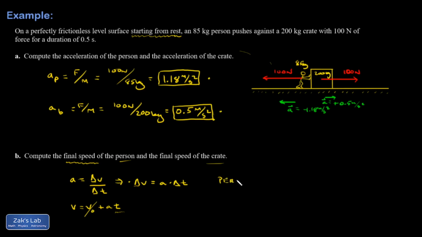So person: v final, because v initial was 0, delta v is just v final. V final is equal to a times delta t, and that's going to be 1.18 meters per second squared times 0.5 seconds. We were told the push happened for 0.5 seconds. So that gives me 0.59 meters per second.